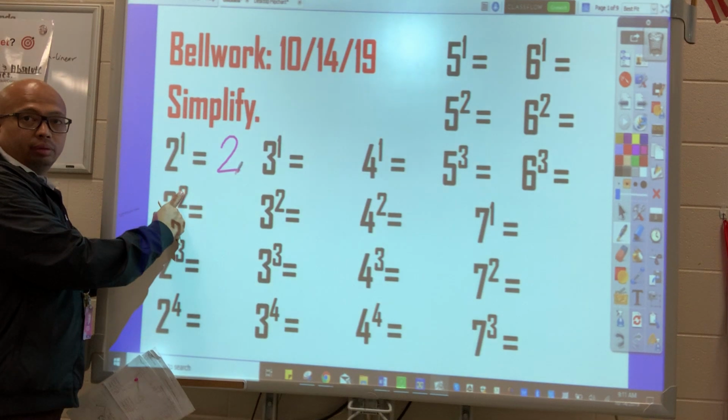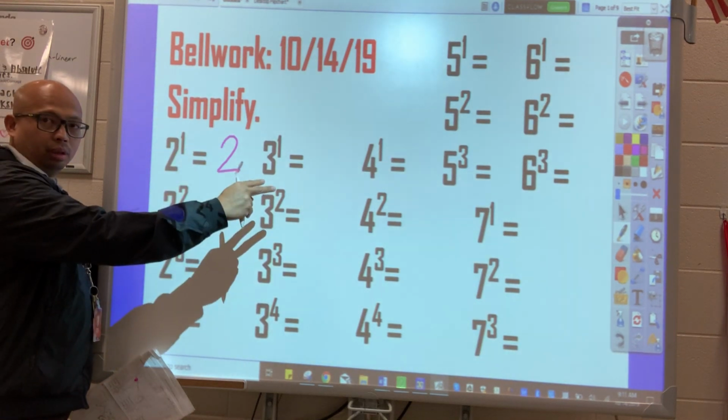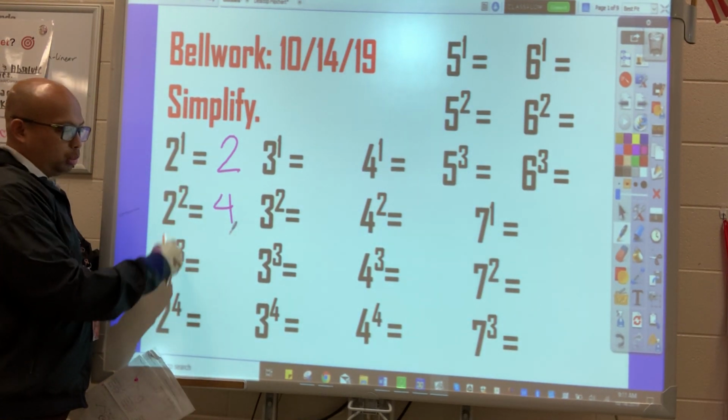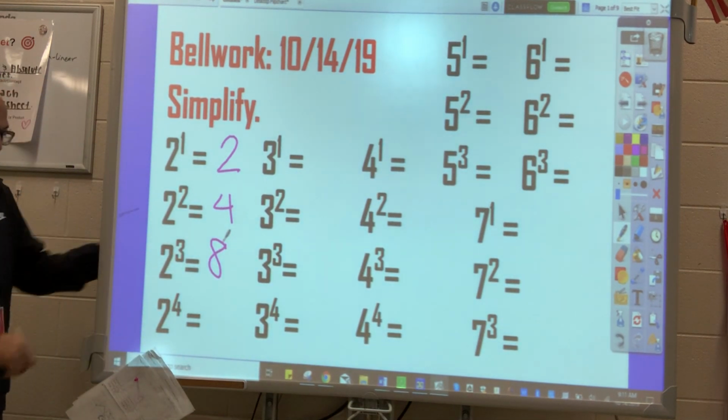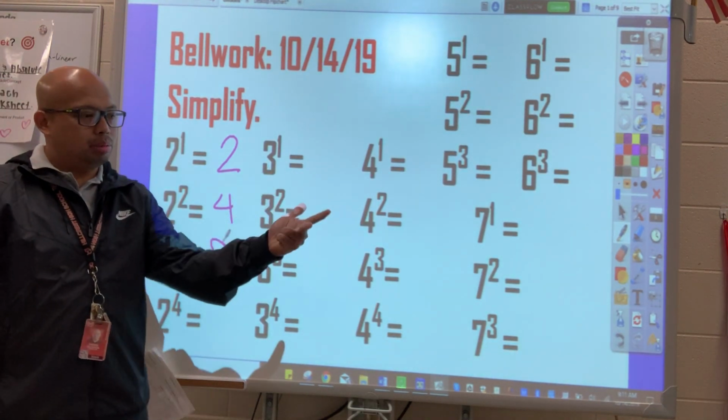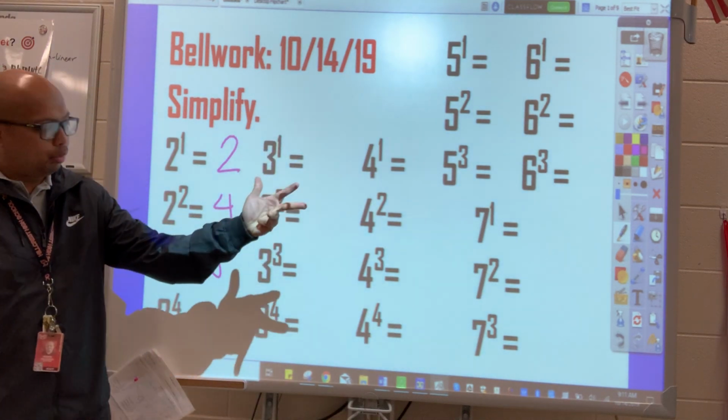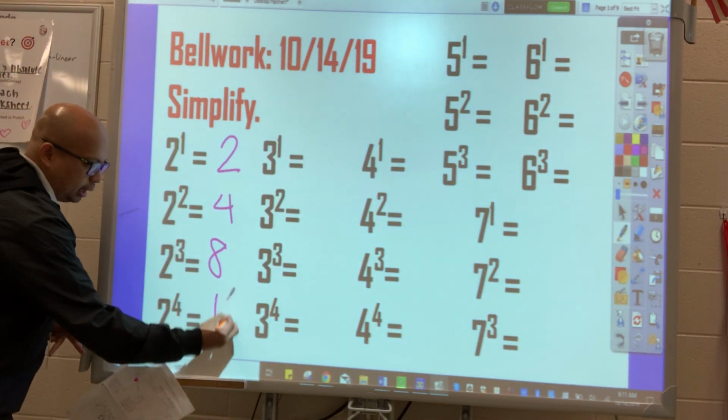What's 2 squared? 2 times 2, 4. To the third, we just did it. The answer is 8, not 6. What's 2 to the fourth? 2 times 2 times 2 is 8 already, times 2 for the fourth time, it's 16.